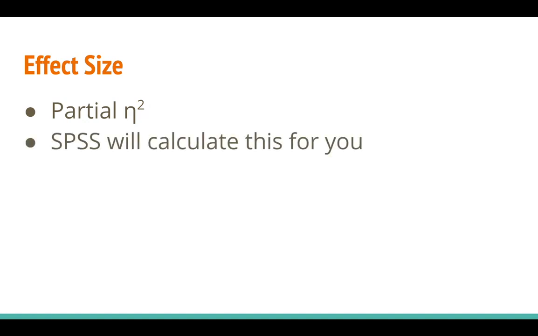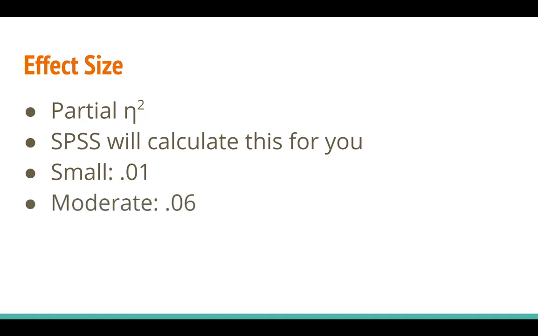Effect size. In a one-way ANOVA, our effect size was eta squared, and we had to calculate that. But in a repeated measures ANOVA, we use something called a partial eta squared. And this is good news for you. SPSS will calculate this one. Why it will calculate partial eta squared for you, but it won't do the full eta squared, I don't know. Just count your blessings that SPSS will give this for you, and you do not have to hand calculate it. So the guidelines for partial eta squared: small is about 0.01, moderate would be 0.06, large would be 0.13. So use these guidelines when you're interpreting your partial eta squared.